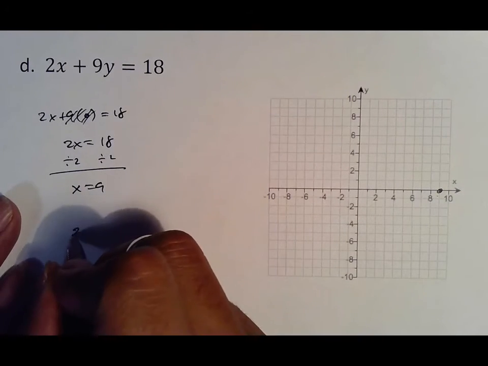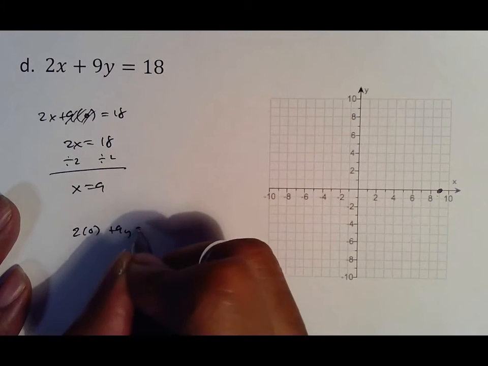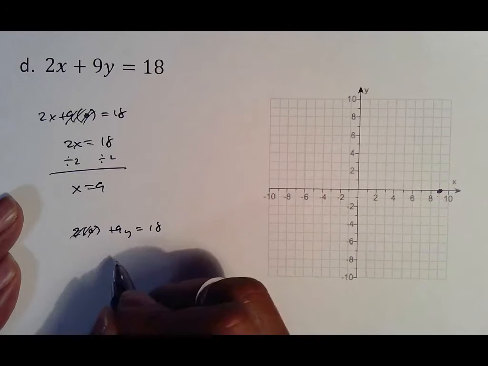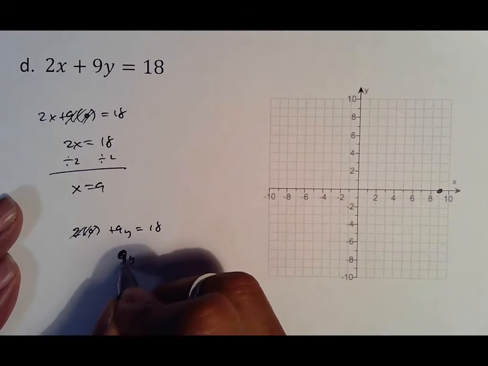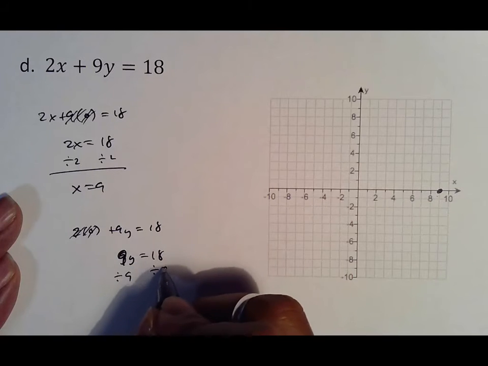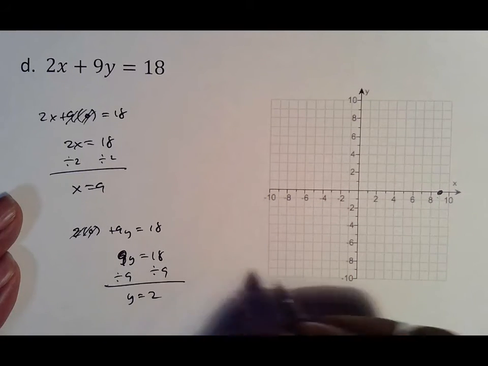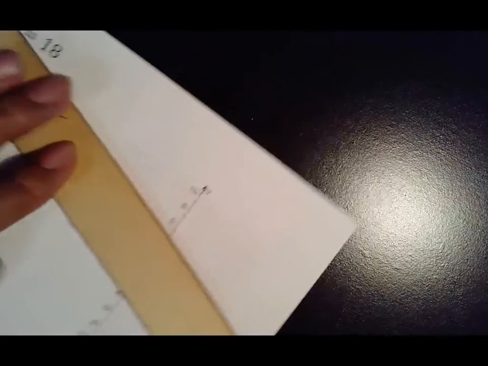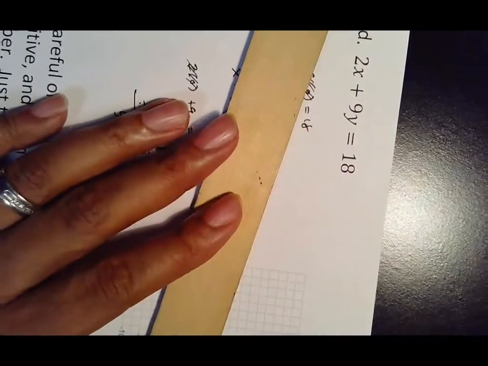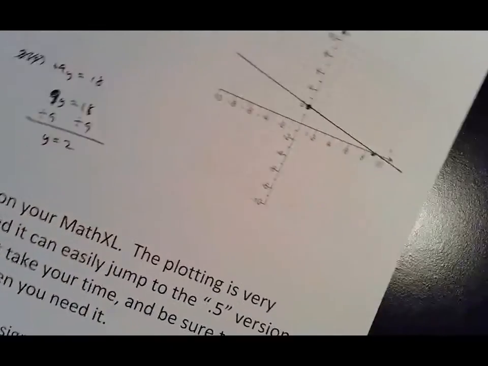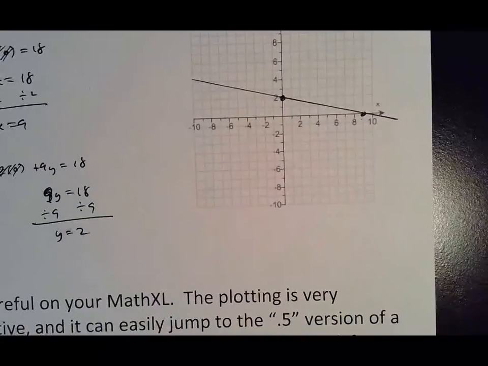Then we need the y, so we put 2 times 0 plus 9y equals 18. 2 times 0 goes away because it's 0, which means that 9y equals 18. We divide by 9, getting y equals 2, which would go there. And again, once that happens, take a ruler, sorry for spinning the page around like that, and draw your line, and that is all you need to do.